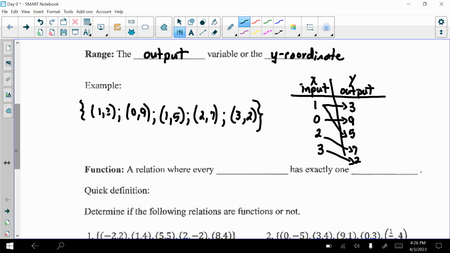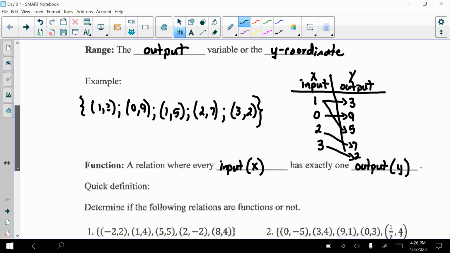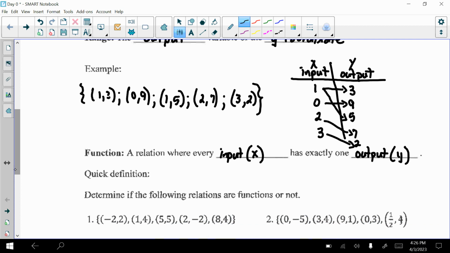Okay, so in order for a relation to be a function, the input, or the x-coordinate, has exactly one output, which is the y-coordinate. So every value of the domain can only have one matching output from the range. So if you look at this case, this is not a function because the number 1 has 2 different matchups. It matches up with 3 and 5.